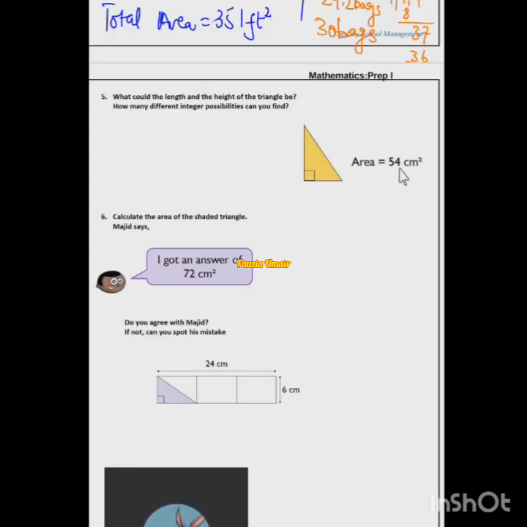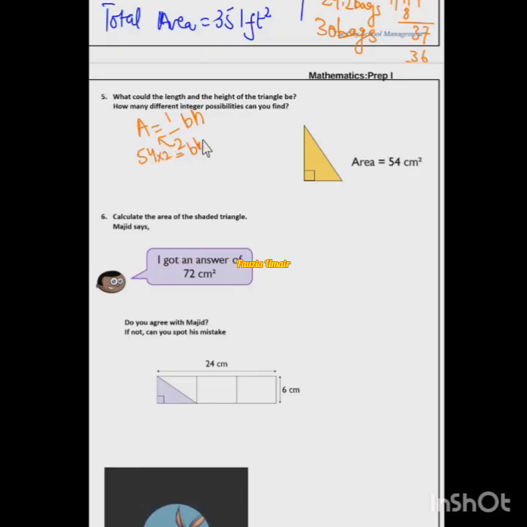The area is 54. So how many possibilities are there of length and height? We know first that area is equal to half into B into H. Now, see, rearrange it a little. Area is 54. If I take this 2 here, it is 54 multiplied by 2, equal to BH, right?